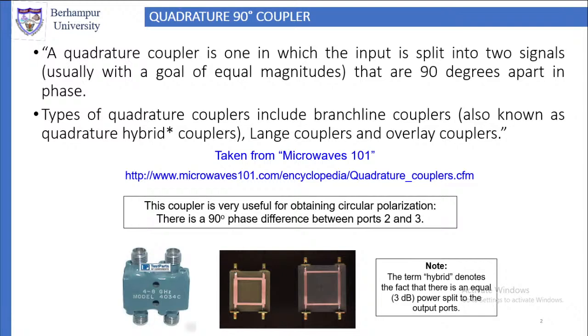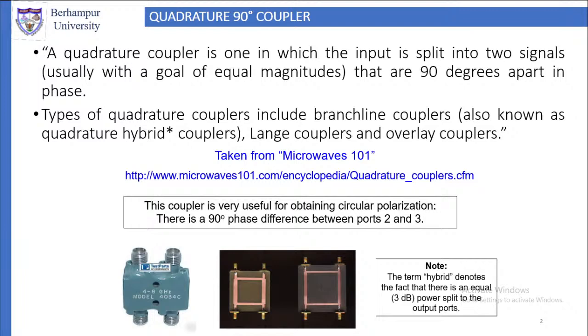The types of quadrature couplers include 2 types. One is called the branch line coupler or quadrature hybrid coupler. The second is called the Lange coupler and overlay coupler. We are not going to see the Lange coupler, but we will consider the branch line coupler and overlay coupler. Those you will see to some extent.